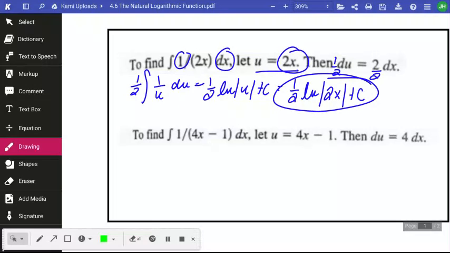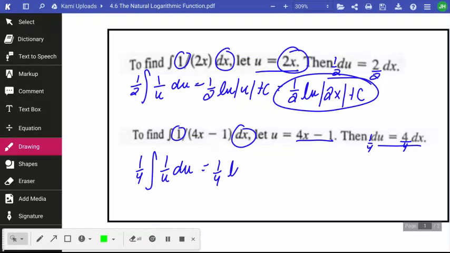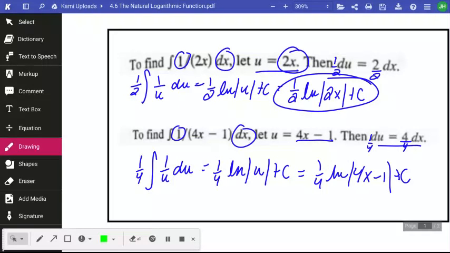The next one is a lot like that. They've gone ahead and told us that we're going to let u equals 4x and du is 4, but again, I need it to be 1 dx, so I'm going to multiply both sides by 1/4, divide both sides by 4. So when you write this, I have 1/4 the integral of 1 over u du. We know that to be the natural log absolute value of u plus c, and don't forget the 1/4 in front. And I'll go ahead and plug my u back in. So I have 1/4 natural log absolute value of 4x minus 1 plus c.